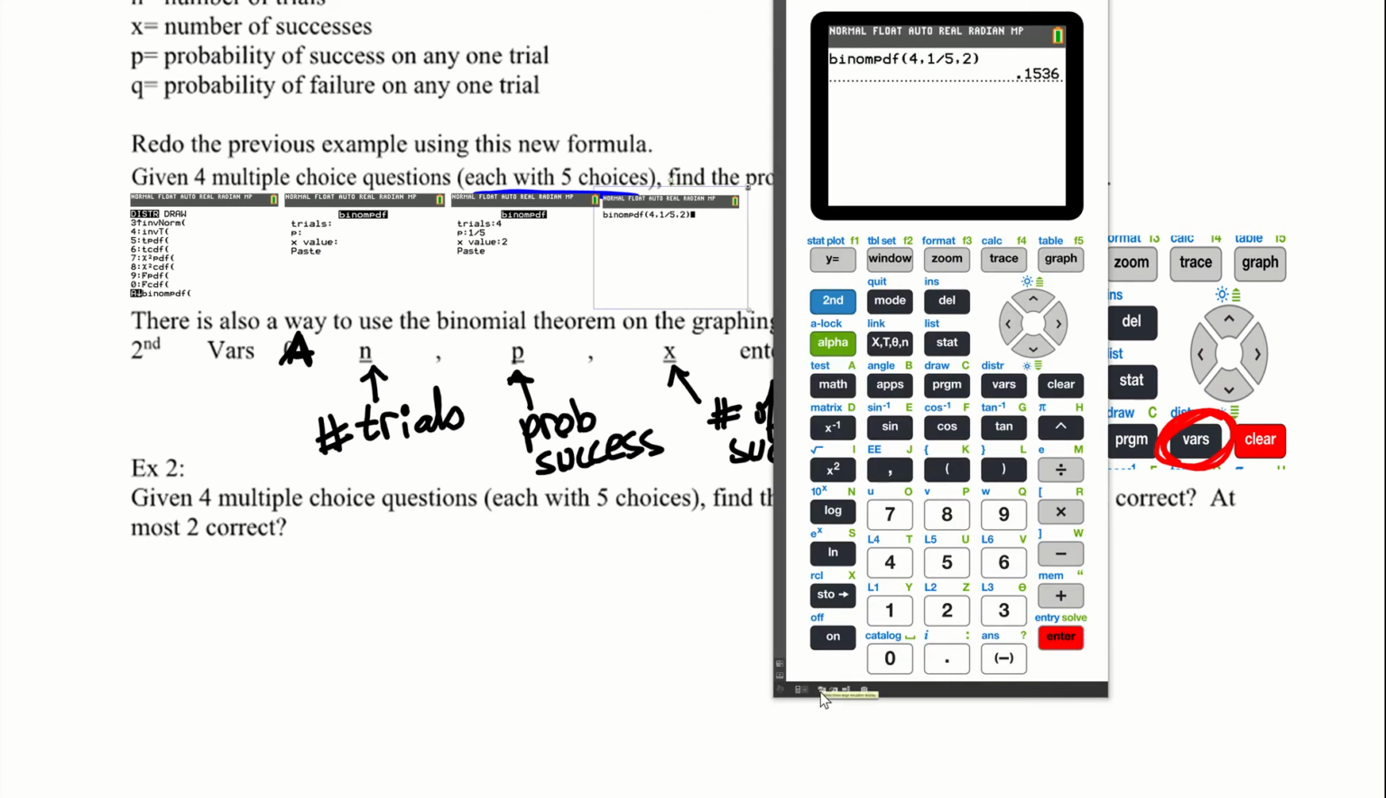X value was 2, right? X value is 2, yeah. Paste. You just hit paste, hit enter on paste, brings up this screen, then hit enter, and then you get 0.1536. Then it should say 0.1536, and press enter again. Yep.